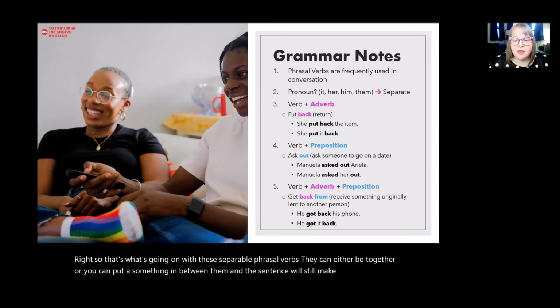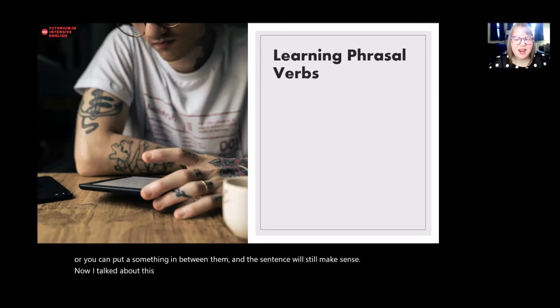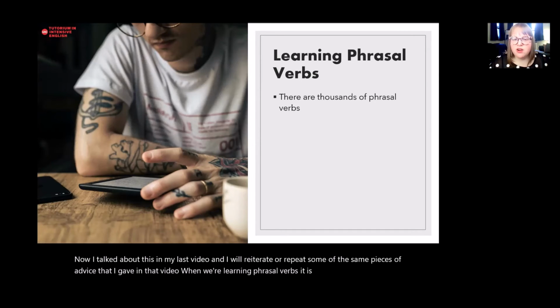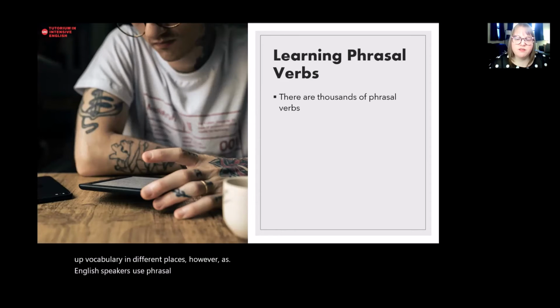Now, I talked about this in my last video, and I will reiterate or repeat some of the same pieces of advice that I gave in that video. When we are learning phrasal verbs, it is tough because there are thousands of them. You have probably already started learning phrasal verbs just by picking up vocabulary in different places. However, as you know, English speakers use phrasal verbs quite a bit. They are extremely popular. There are so many to learn.